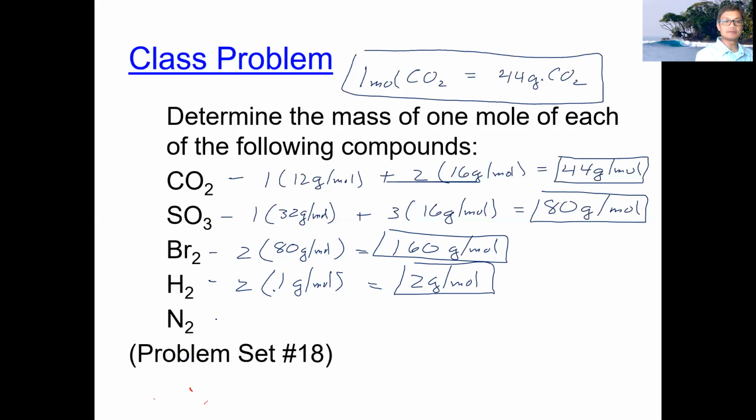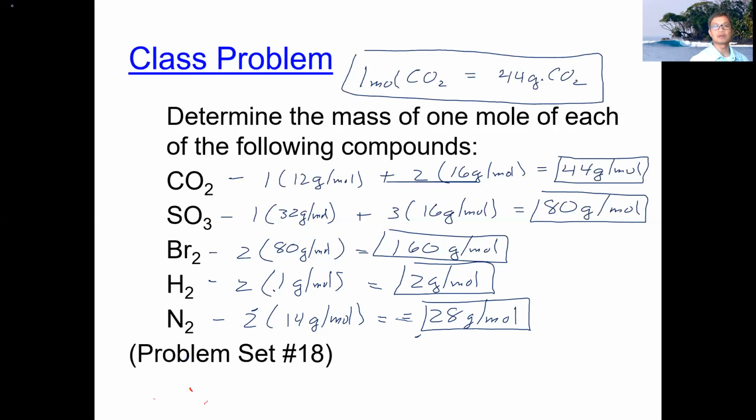And then nitrogen, we have 2 nitrogen atoms. Each nitrogen atom has a molar mass of 14 grams per mole. So the total molar mass of this compound is 28 grams per mole. Okay. All right. So there we have it. Those are the molar masses of the compounds that we have here.